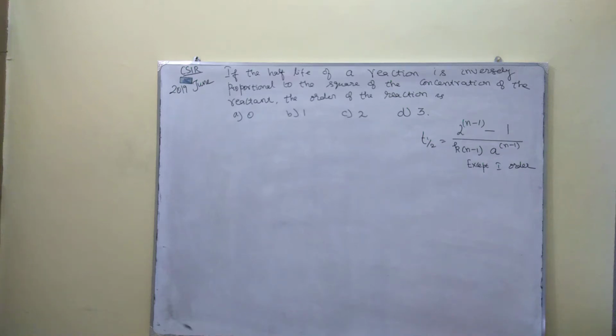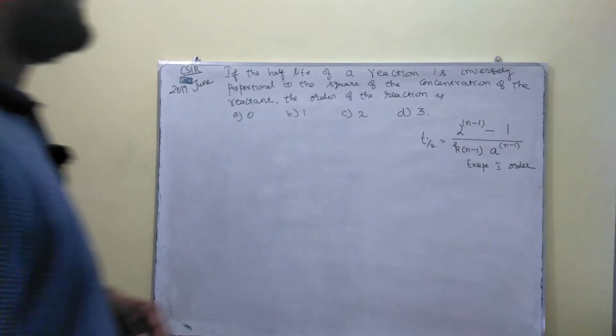Right. We'll move to the next question. This question is from the CSIR examination, June 2019. This question is also based on the basics of chemical kinetics. If the half-life of a reaction is inversely proportional to the square of the concentration of the reactant, then the order of the reaction is... A very simple and very basic question.